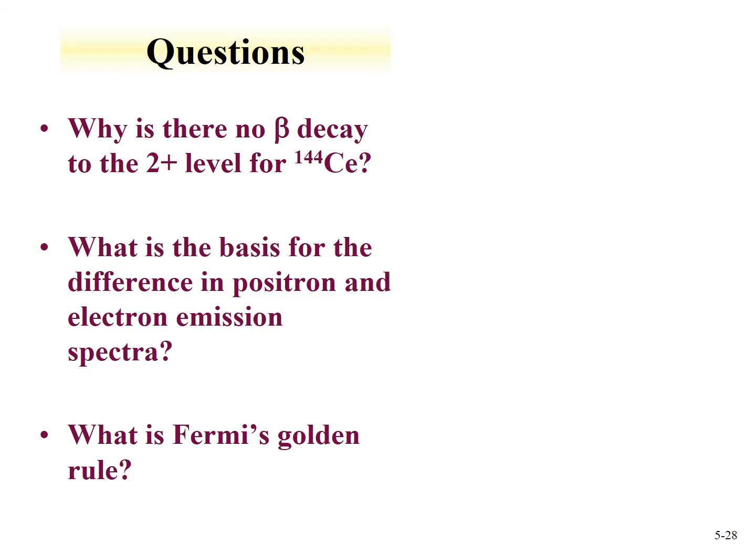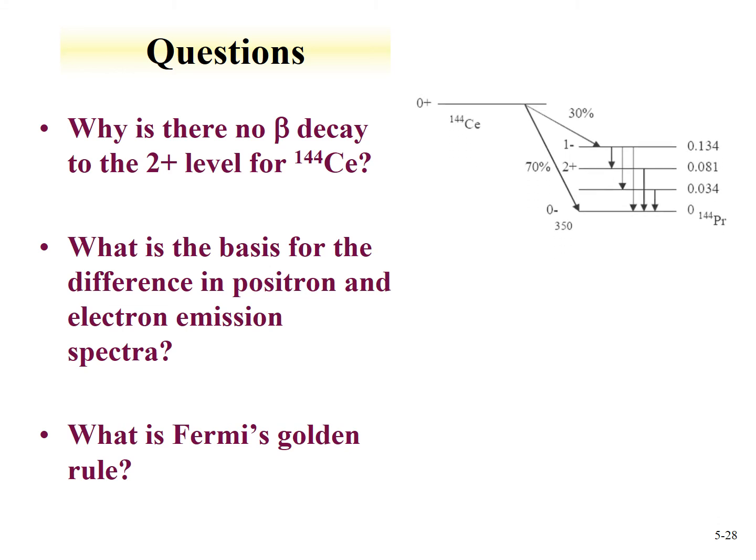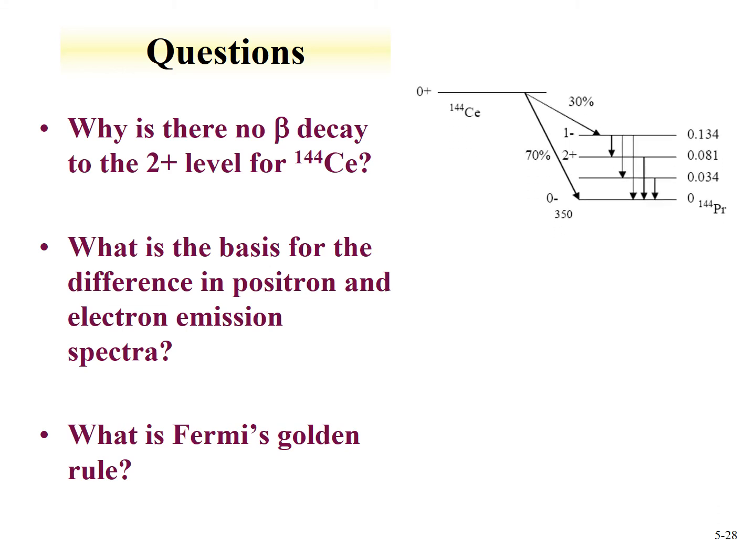Other questions? For example, if we looked at a decay scheme, you should be able to understand why there are certain transitions. As an example, why is there no beta decay to the 2+ level in cerium-144? We see the decay of cerium-144 here. It's an even 0+ state. It goes to either a ground state or an excited state of the daughter, and we see that it does not go to this 2+ state.